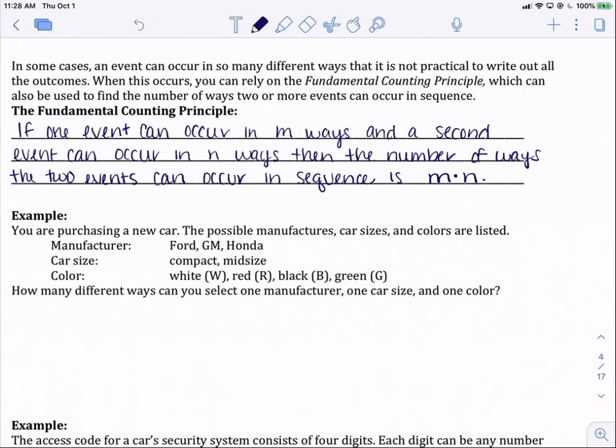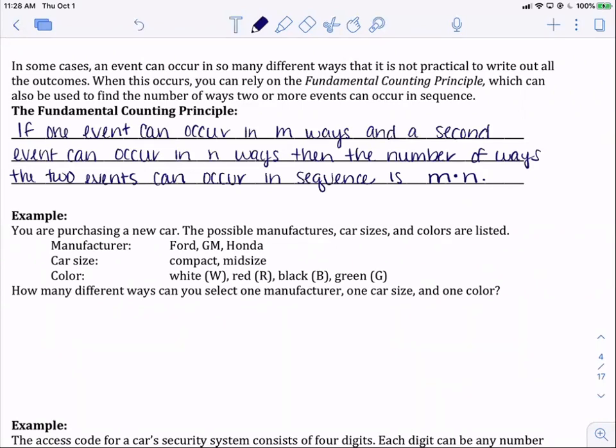So if you have 3 different things occurring, it'd be m times n times o. Okay, you just keep multiplying them together. So if you think back to the blood one we just did, we had 4 different blood types, and then we had the positive, negative. 4 times 2 is 8, which is how we had our 8 outcomes. It's the same idea.